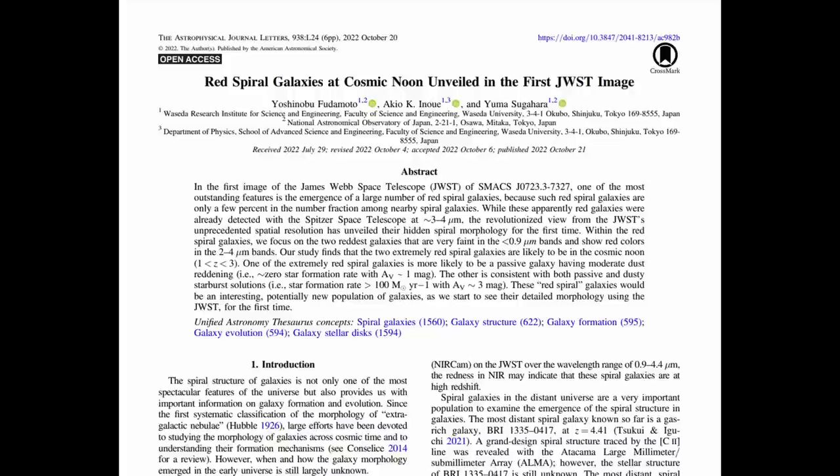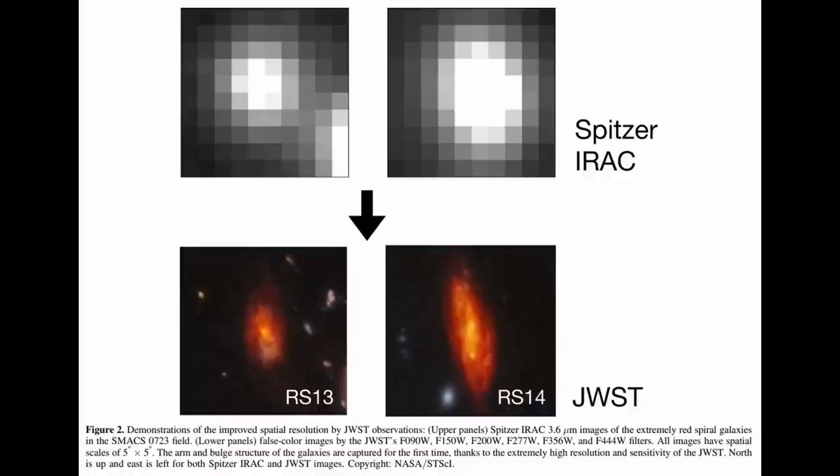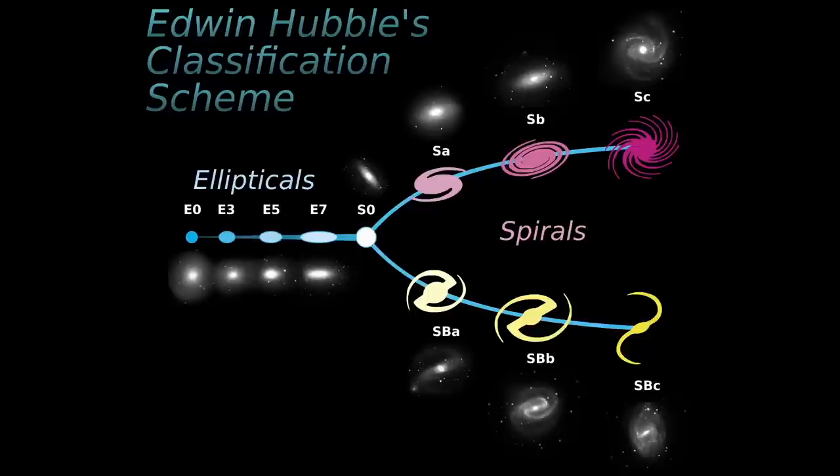In a different study, they examined red spiral galaxies, which were in the initial batch of images released by the James Webb Telescope. These were thought to be very rare. In this image, they were able to identify one unusual galaxy which was passive, meaning it appeared to not be forming stars. This is a surprise, since they expected galaxies in the early universe to be actively birthing stars. These raise big questions about their model of galaxy evolution.